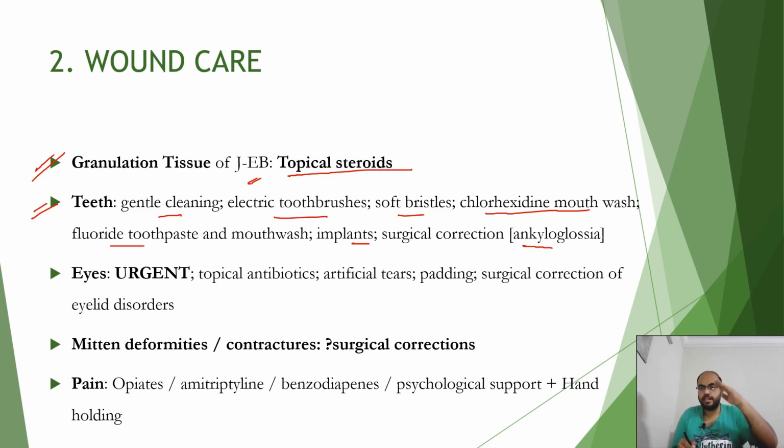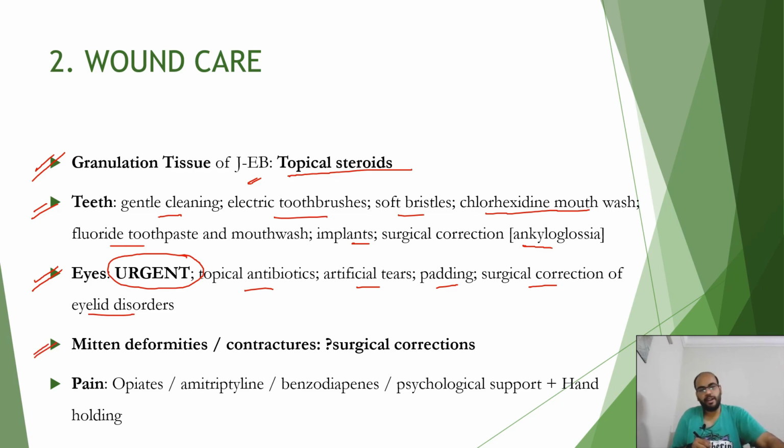And if there is attachment or fibrosis of the tongue so that the tongue sticks to the floor, surgical correction can be undertaken. Any complication of the eyes has to be urgently managed or there will be vision loss. Okay, so any complication of the eyes has to be managed with topical antibiotics, artificial tears, and padding so that the lids don't adhere to each other, and surgical correction of any eyelid disorders.